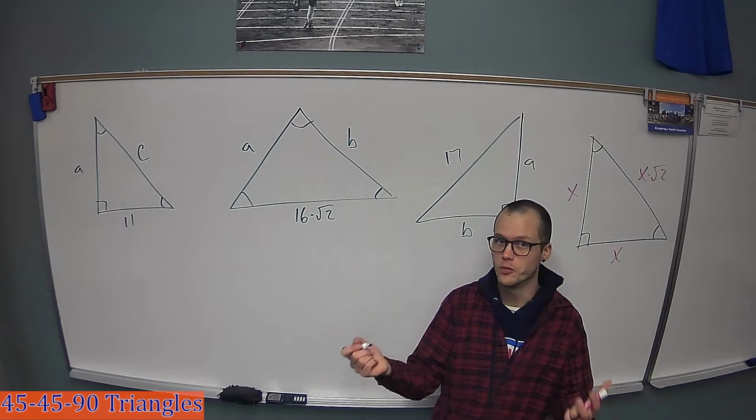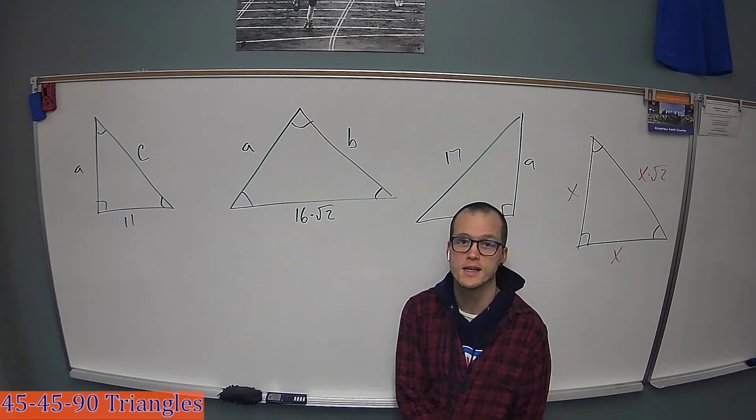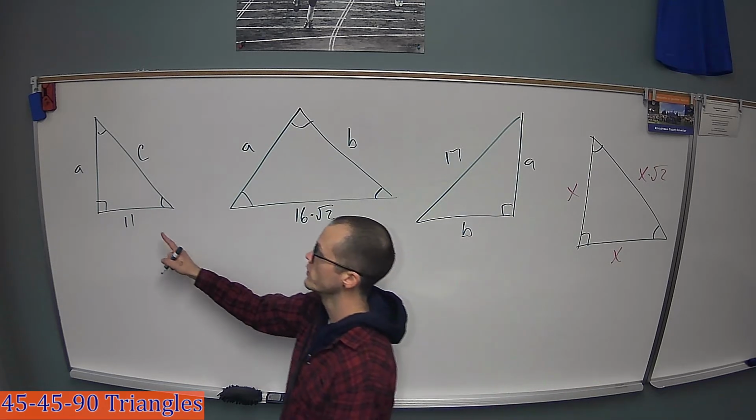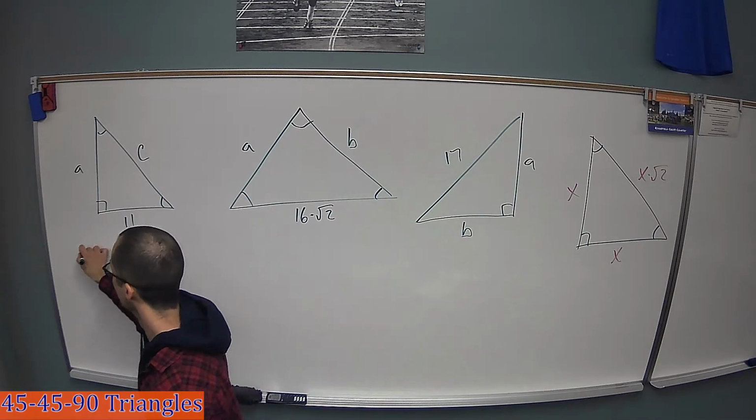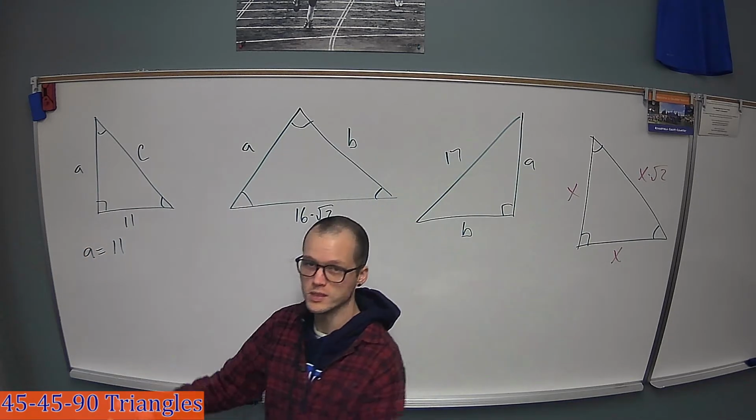Let's look at A first. Way easy. We know this is an isosceles right triangle. Isosceles triangle, the legs are going to have the same length. So we don't even need to do any math. We just know that they're the same.